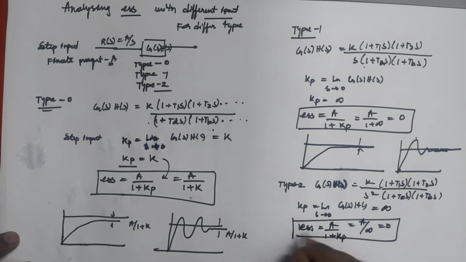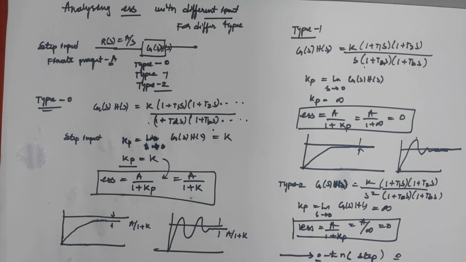Again for type 2 also, the error is 0. That means as the type of the system increases from 0 to n, if the input is a step input, type 0 has only some finite error, and for type 1 to infinity the error is 0. Okay, this is our step input.